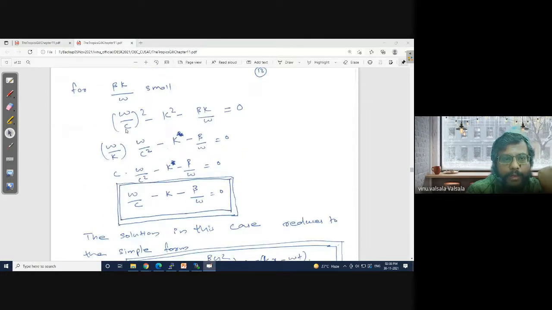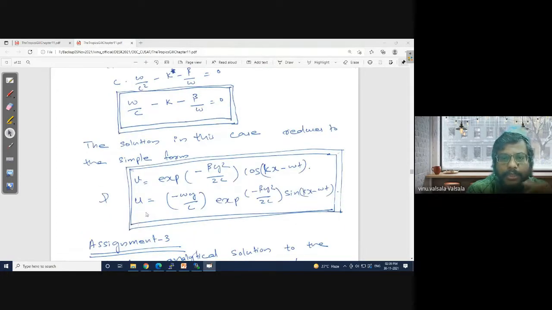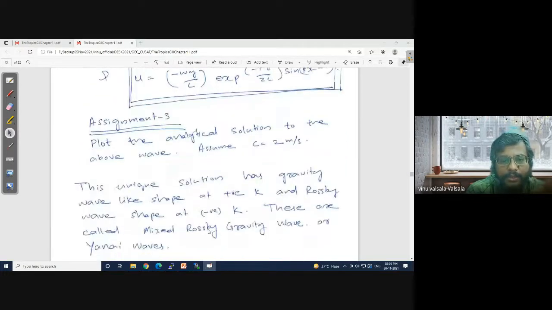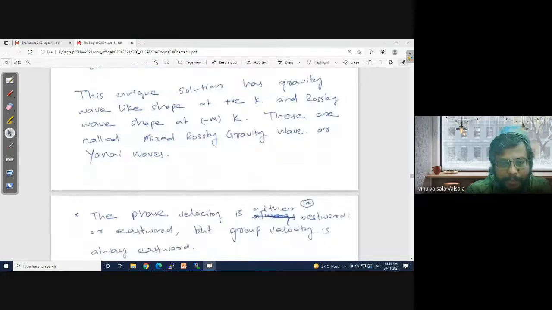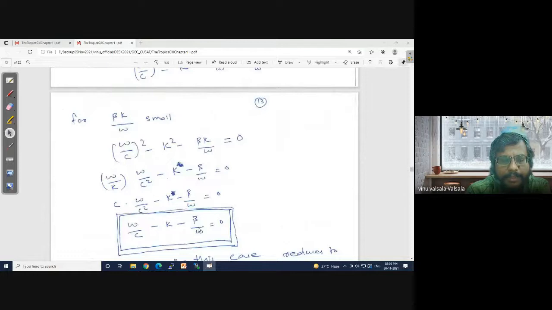For a very small, high frequency wave, that means beta k by omega is small, you arrive at a dispersion relation something like this. And the solution in this case reduces to u equal to exponential of minus beta y square by 2c, times cos of kx minus omega t. I think you know this kind of solution already. Okay, so such waves are called... I think it's better I go a little bit ahead and explain.